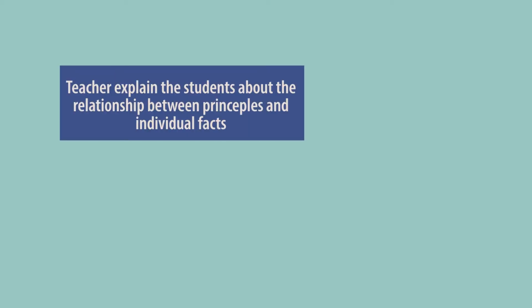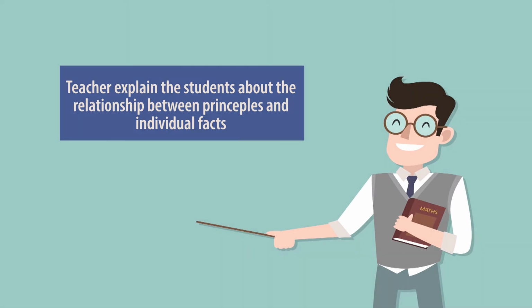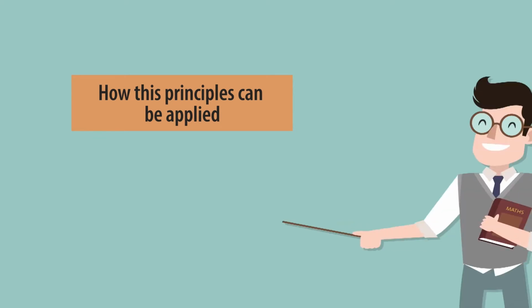This is what has been said by Morrison. At this level of teaching, the teacher explains to the student the relationship between principles and individual facts and teaches them how these principles can be applied.